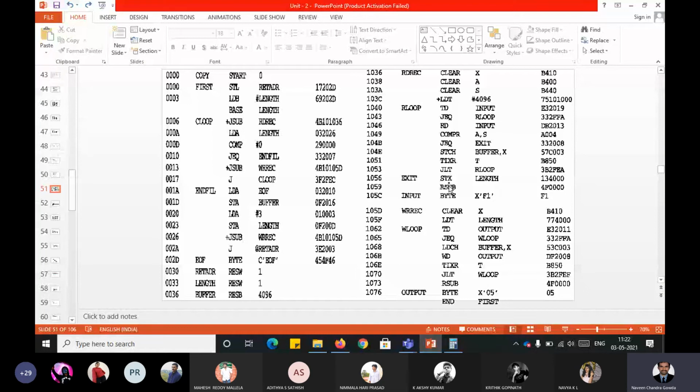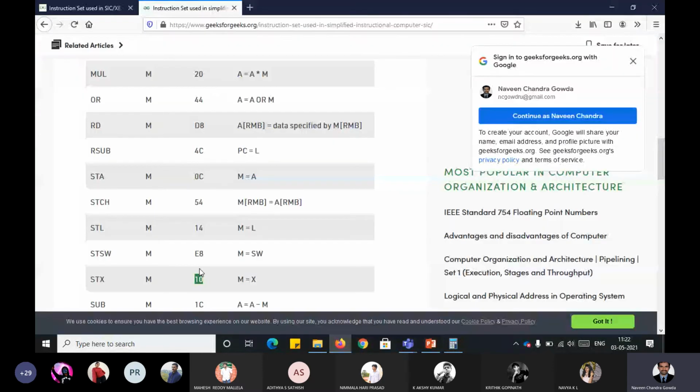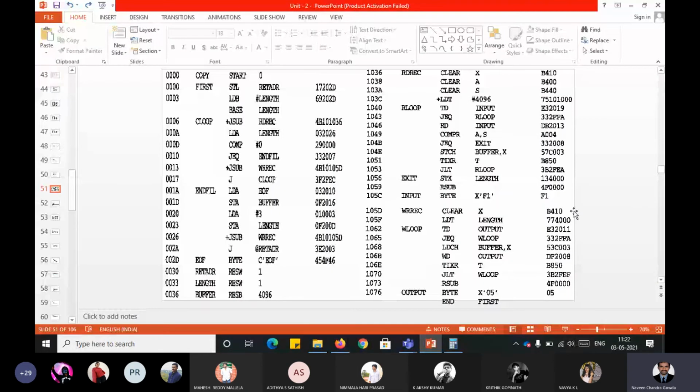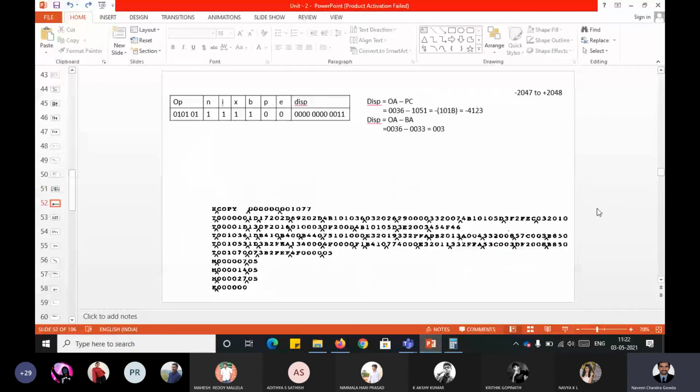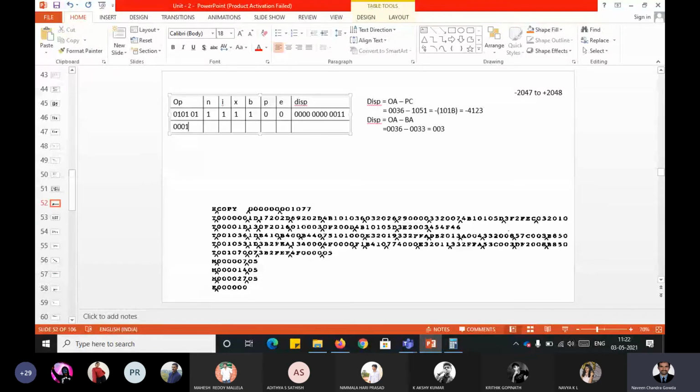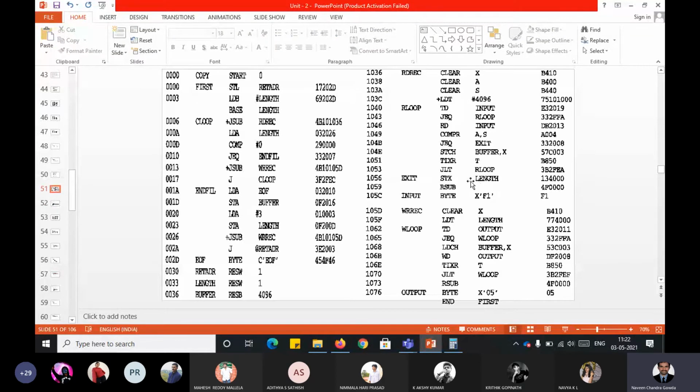For this STX length, what is the opcode for the STX? It is 10. How to write that 10? As usual, it is 0001 and 00. It is 10. Again, you can observe it is neither indirect nor immediate. Even it is not using the X register also. So what is going to happen? N will be 1, I will be 1, X will be 0. It is not making use of any X register, and it is a format 3. So I will set E as 0. Right? So this is for the STX length.